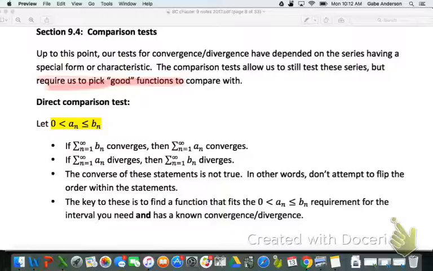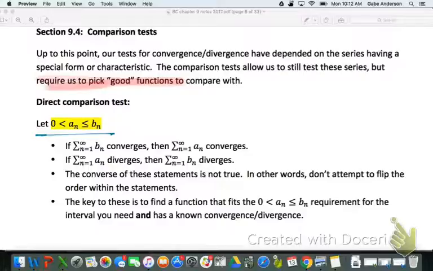So the presupposition here is that 0 is less than a sub n, which is less than or equal to b sub n. So on a graph, what I would say then is that a sub n and b sub n are always what? Positive. Both of them are always positive. And furthermore, b sub n is higher than a sub n, right? So it's pretty important that we realize that.